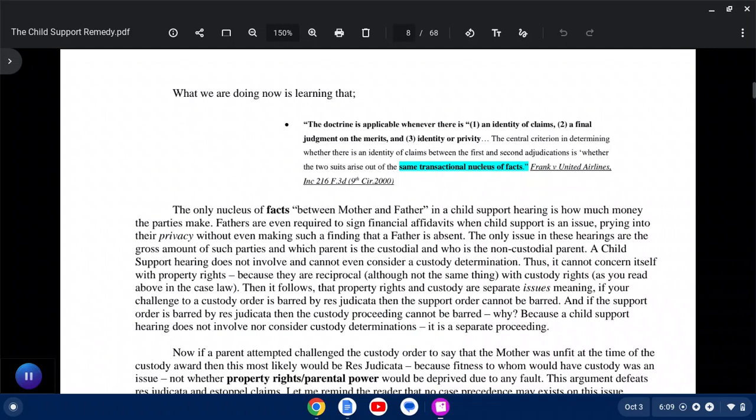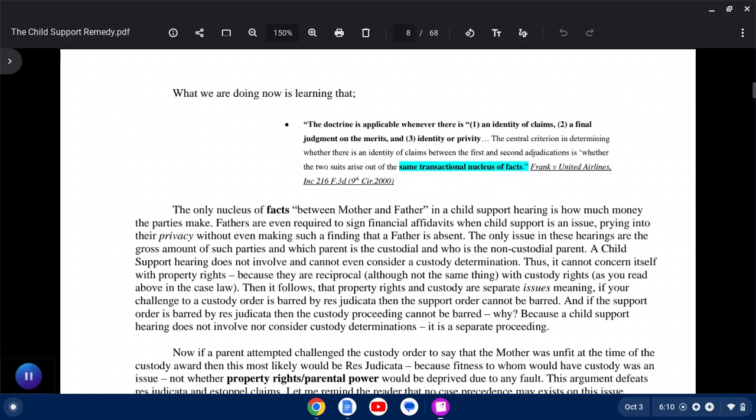But let's jump right back into this. What we are doing now is learning that the doctrine is applicable when they're talking about this particular doctrine. If I'm not mistaken, they are talking about res judicata. The doctrine is applicable whenever there is one, an identity of claims, two, a final judgment on the merits, that means a disposition on the merits, and three, identity or privity, however you want to pronounce it. The central criterion in determining whether there is an identity of claims between the first and second adjudications is whether the two suits arise out of the same transactional nucleus of facts.